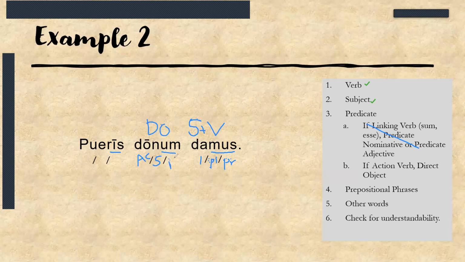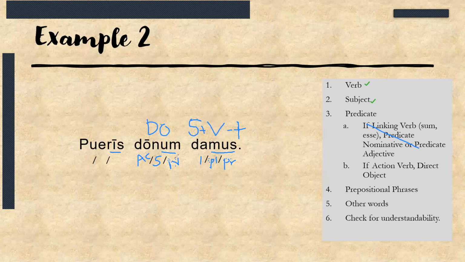So I'm going to make it accusative singular, neuter. Okay. Now it has a direct object, so we're going to return back to the verb and make it say transitive. So subject plus transitive verb. Now we'll translate as if this was the only part of the sentence. We give a donum. We give a gift. We give a gift. Okay.